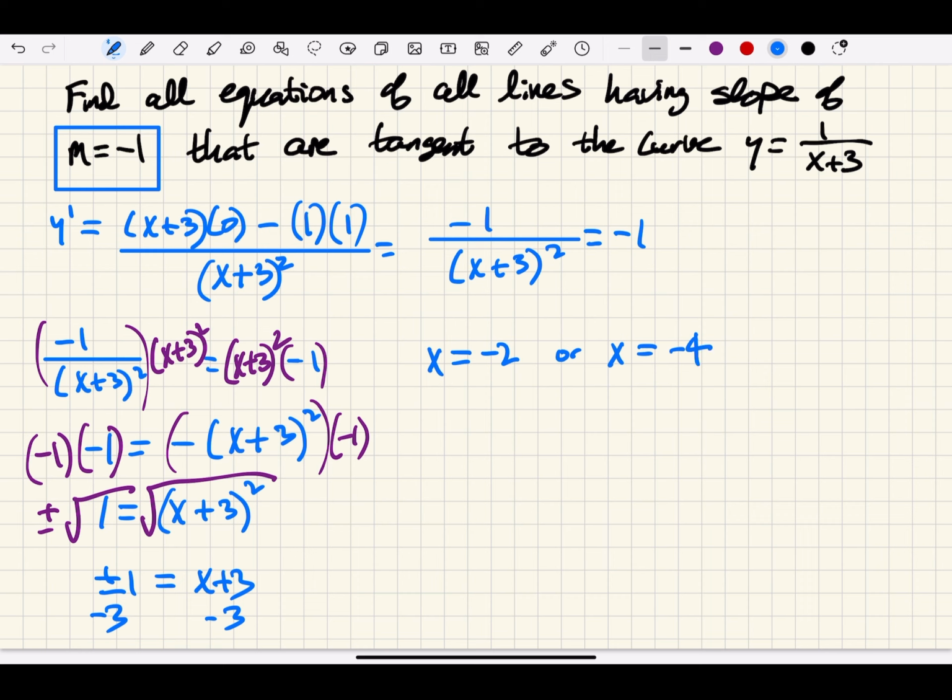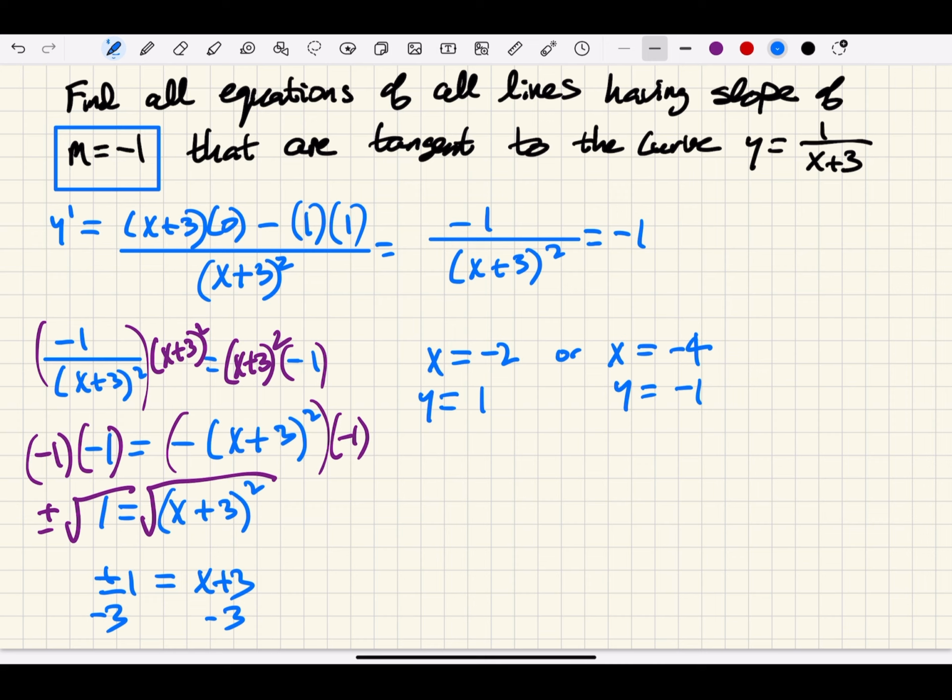Now we need to find the corresponding y values, so we will substitute back into the original equation, and we'll find that 1 over -2 plus 3 would be 1 over 1, or just 1. 1 over -4 plus 3 would be 1 over -1, or -1. So now we have ordered pairs and a slope.